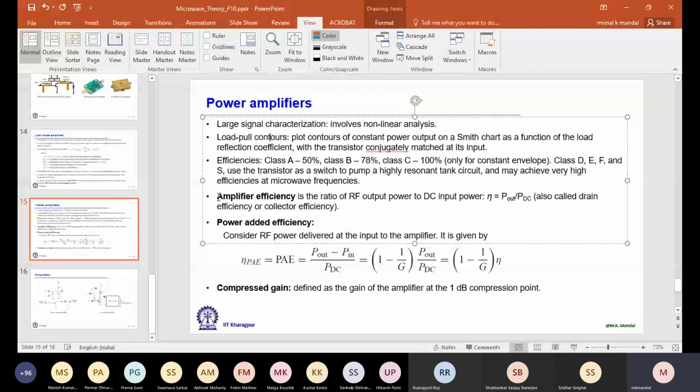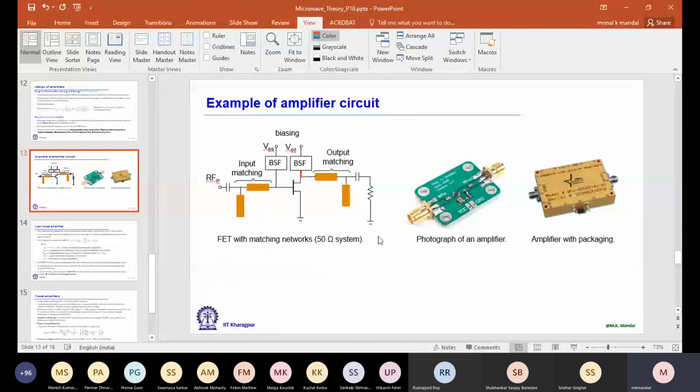Okay, now we can take a few questions quickly. You can switch on your microphone, and let's say till this point we covered today, and you can ask questions.